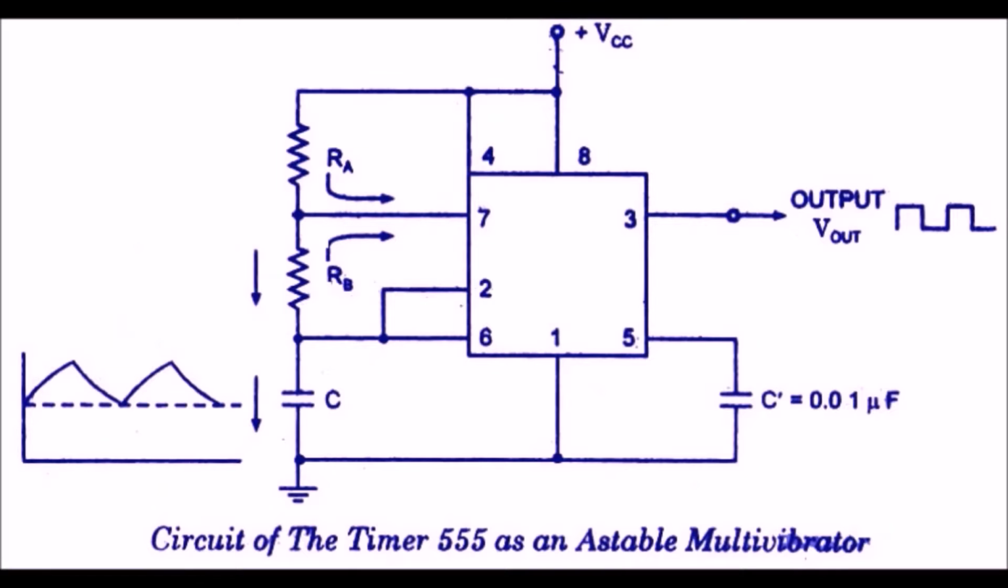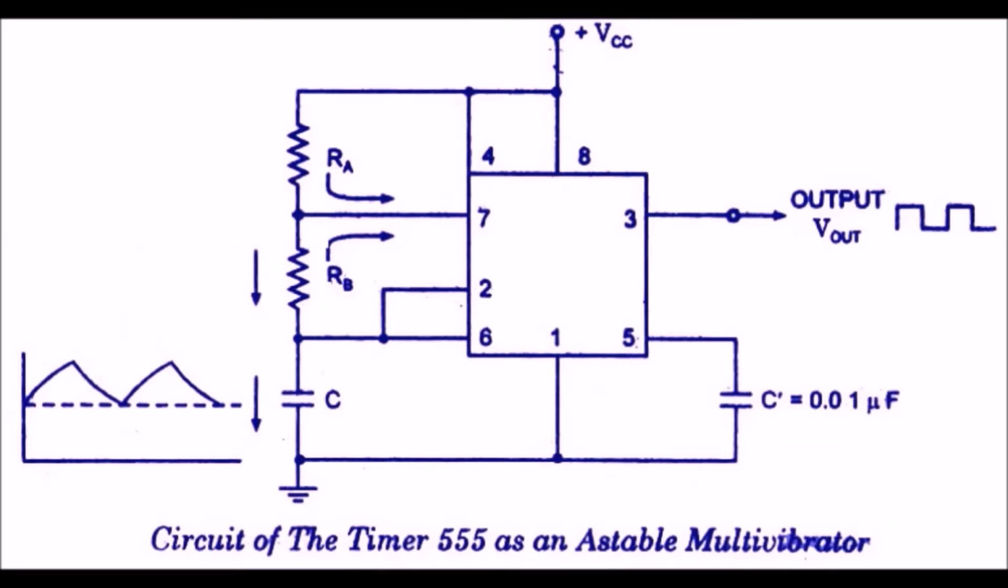As soon as the capacitor voltage reaches VTH, comparator 1 fires and forces Q low. This turns on Q0, which then pulls the discharge pin, that is pin 7, to 0 volts. Consequently, C now discharges towards ground via RB. As soon as VC reaches VTL, comparator 2 fires, forcing Q high and turning off Q0. This re-establishes the conditions for a new cycle of astable operation.